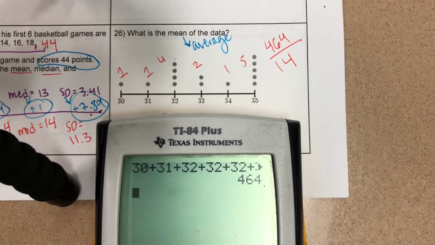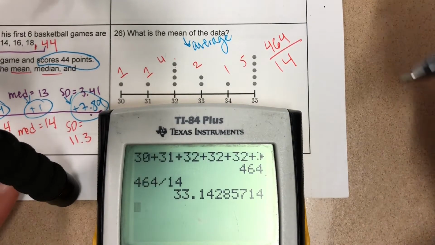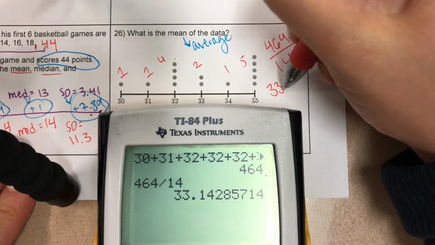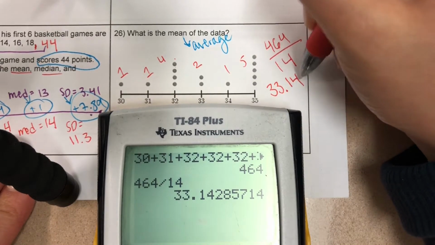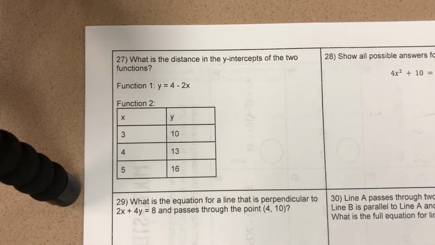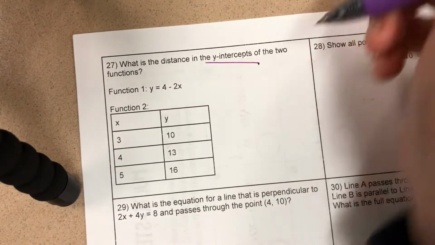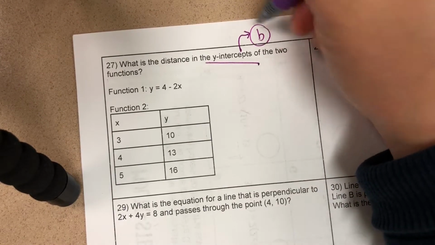So I'll do 464 divided by 14, and I get 33.14 as my mean. Okay, so you could do this on the calculator, but I actually prefer to do this by hand. So I need to find the y-intercept, which I know is the b value.